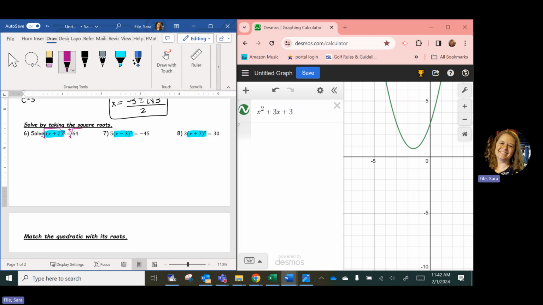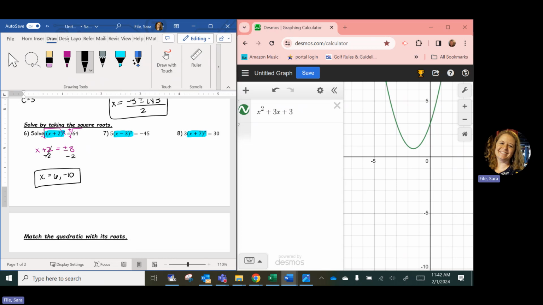And don't forget the plus or minus. So you end up with x plus 2 equals positive or negative square root of 64, and the square root of 64 is 8. So then you're ready to isolate x. So I have to subtract 2 from both sides. Remember, don't forget the plus or minus because you have positive 8 minus 2, which is 6, and you have negative 8 minus 2, which is negative 10. So those are your two solutions.